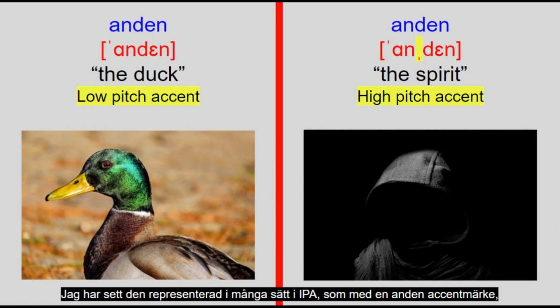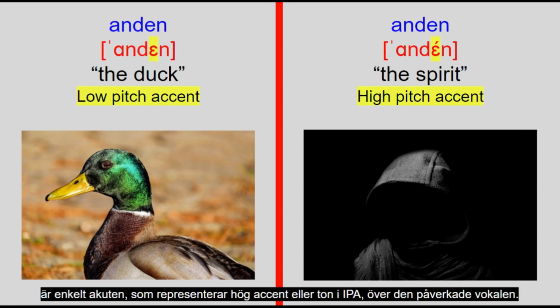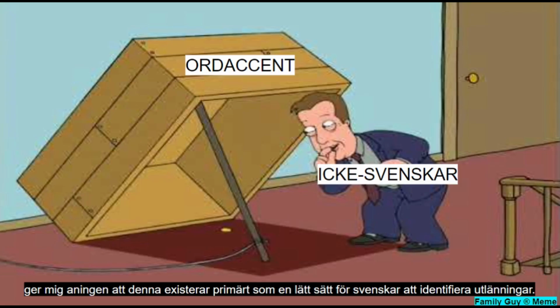I've seen it represented in many ways in IPA, such as with a second stress mark, a tilde over the first syllable, and even superscript numbers 1 and 2, 2 being the high pitch, but the one I like to use is simply the acute, which represents high pitch or tone in IPA, over the affected vowel. The difficult part of Swedish pitch accent is that it's not represented in the orthography, giving me the idea that it primarily exists as an easy way for Swedes to pick out foreigners.